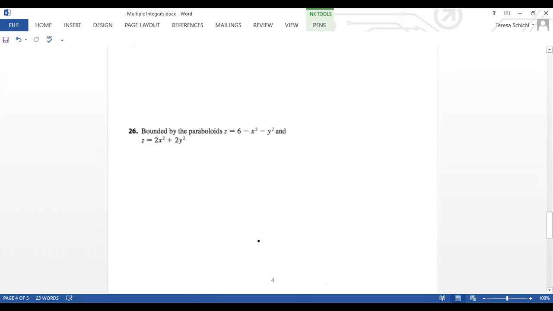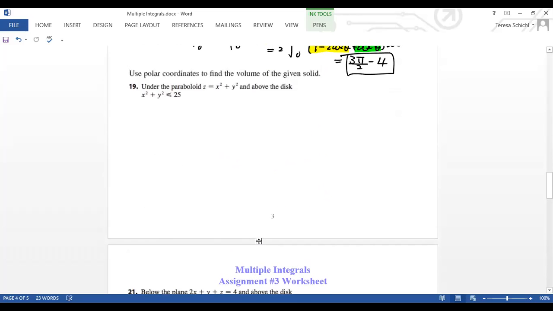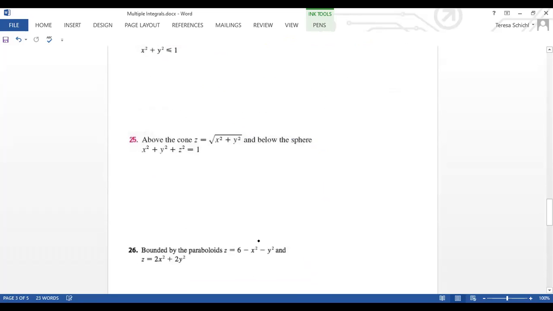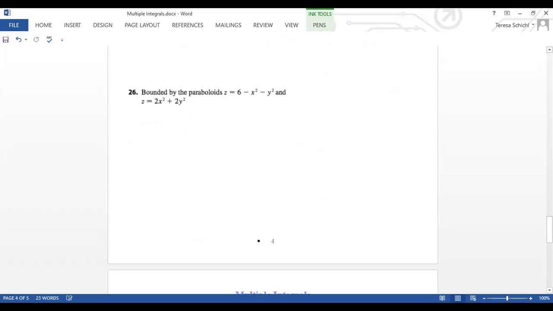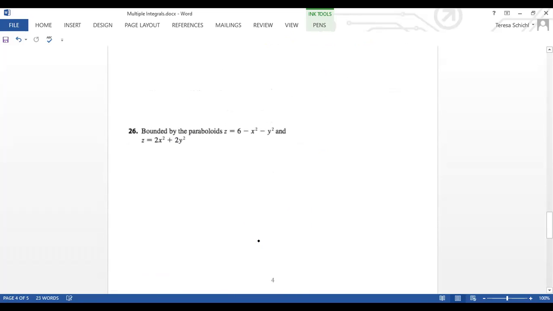Okay, I want to find the volume of the given solid here. The number 26: they say the paraboloid is z equals 6 minus x squared minus y squared, and z is equal to 2x squared plus 2y squared. So we want to find the solid bounded by these two. If it's bounded by these two, that means they have to intersect, right?